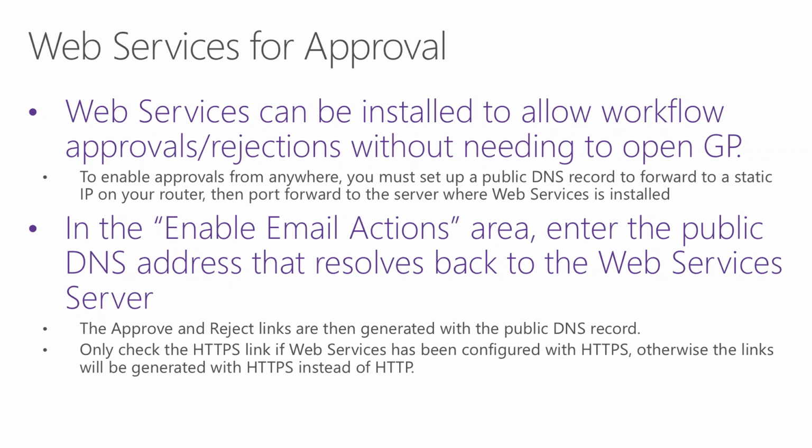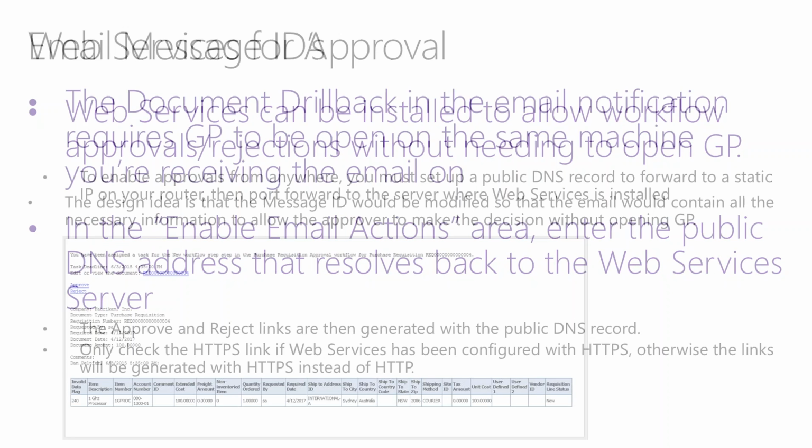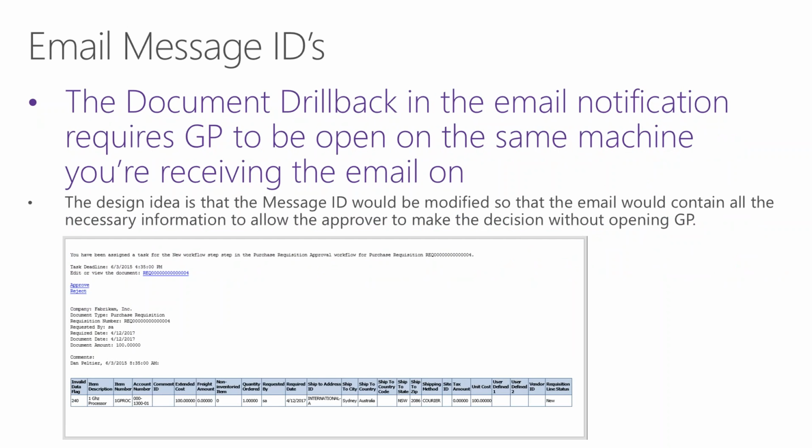And then in the Enable Email Actions area, you can set that DNS address and only check the HTTPS link if web services has been configured for that secure link. Those email message IDs that we looked at is what's going to determine what that email looks like when your approver receives that email. So what we looked at in that message ID is what gives them this information. You've been assigned a task for the new workflow step called STEP, in this case, in the purchase requisition approval workflow for requisition number 4.